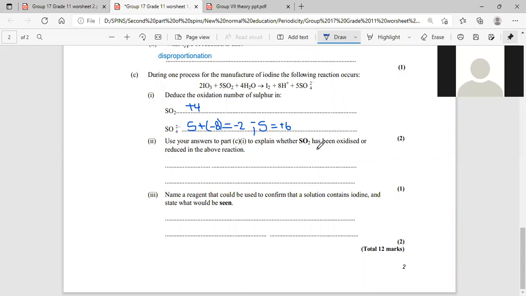Use your answer to state whether the SO2 has been oxidized or reduced. So this SO2 becomes this one, so it is oxidized. Name a reagent that could be used to confirm the solution contains iodide: silver nitrate, and formation of yellow precipitate.